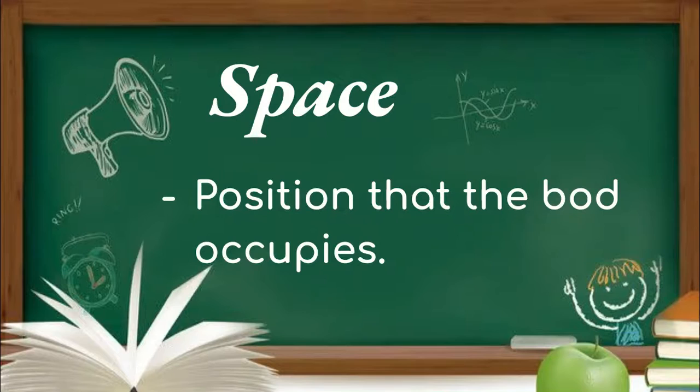Next, we have space. Space refers to the position that the body occupies. For example, upstage, downstage, or stage R, stage L. Stage R means right, stage L means left, and there is the center stage. Of course, when we do choreography, we need a wide space, especially if there are lots of dancers. You need space or location.